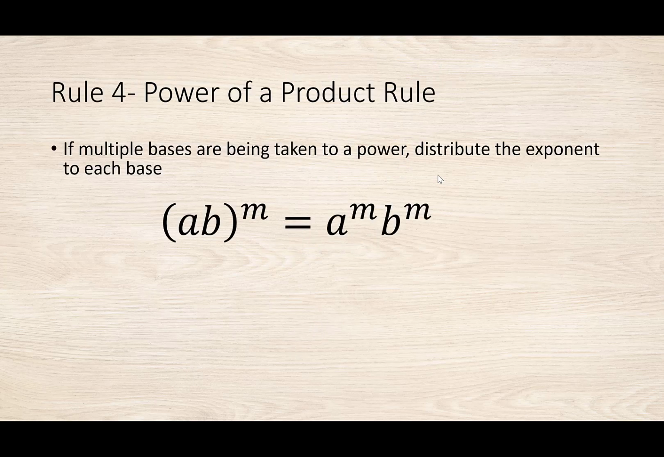Rule number 4, power of a product rule. So this is saying that if we have multiple bases, so more than one base, an A and a B, a 6 and a 7, a 2 and a 9, we have multiple bases that are being taken to a power, we're going to distribute that exponent to each base. So if I have 6 times 5 cubed, I have 6 cubed times 5 cubed. And the reasoning for this is the very, very same as that previous rule, power of a power rule, right? It's showing up 3 separate times. So I'm going to have 3 6s and I'm going to have 3 5s total.